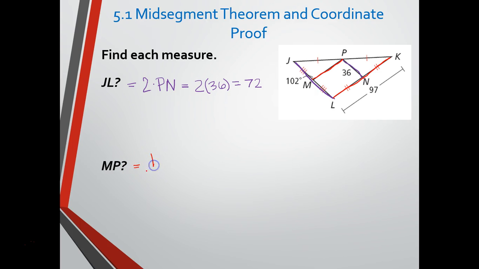So it's 1/2 the length of its parallel side, which is 97. I'm going to write out LK first, just so we know what we're looking at. So 1/2 the length of LK, which is 97. Do that calculation, and we end up with 48.5. And we are done.